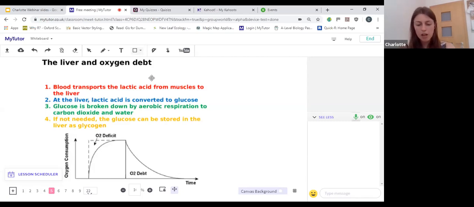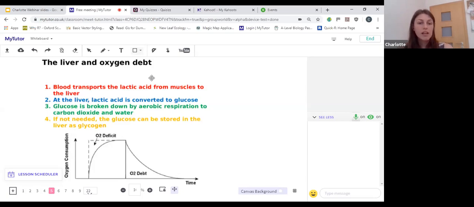So you remember the blood is carrying away all of the waste products of respiration. So it's taking away the carbon dioxide and the water from aerobic respiration and also the lactic acid from anaerobic respiration. We breathe out the carbon dioxide, and the lactic acid is taken to the liver.